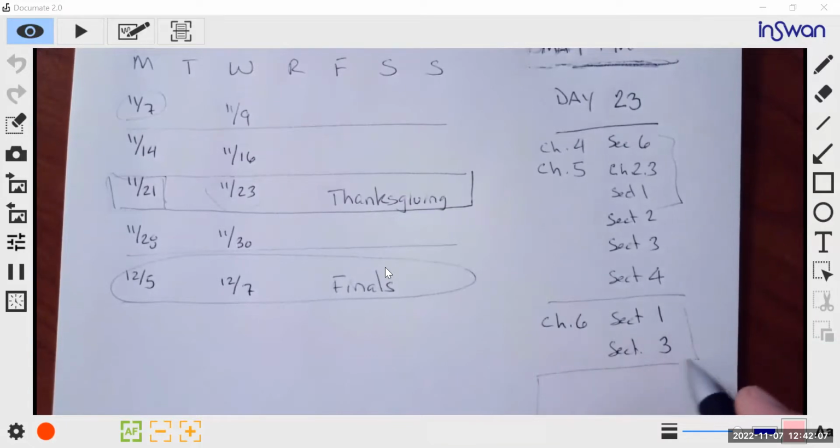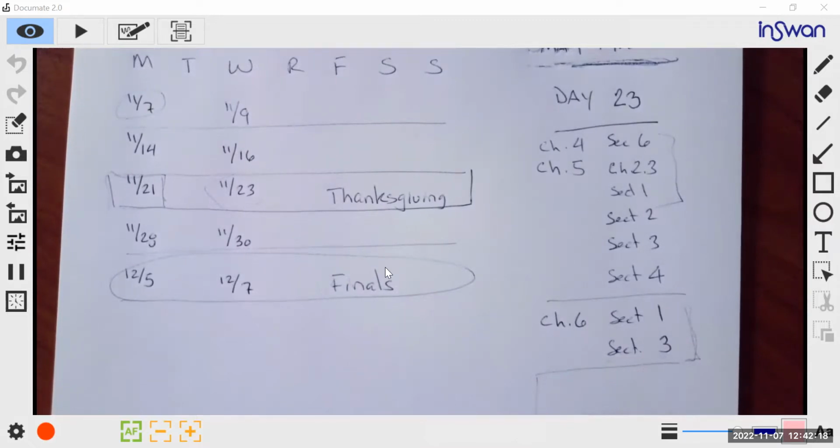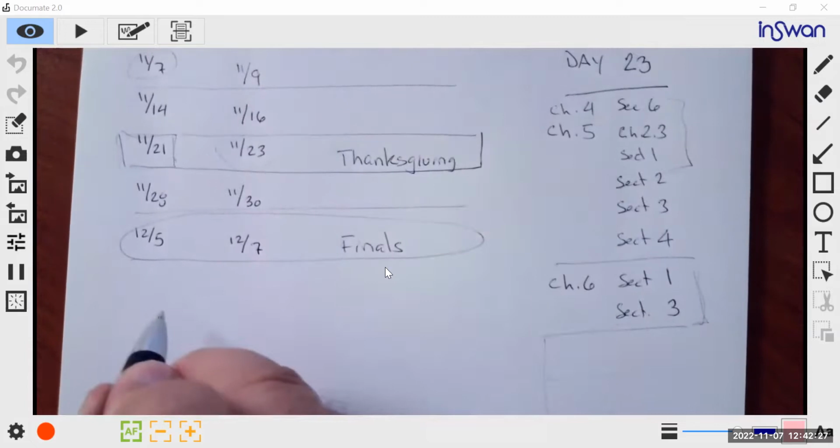Chapter 6 teaches you how to solve what's called systems of equations: substitution, elimination, graphing, and then using matrices. So we have a lot of time, a lot of stuff, so I'm not too worried about it all. So let's look at this.